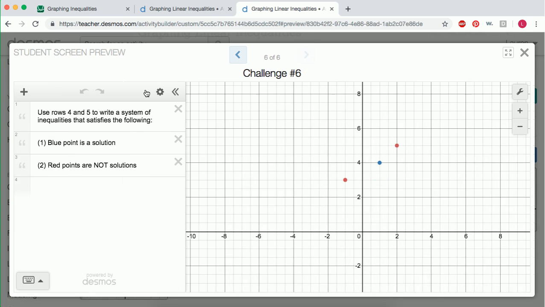Finally, for number 6, we want to write a system of inequalities that satisfies the following. The blue point is a solution, and the red points are not solutions. So this is a pretty small margin where we have to get the blue point in, and the red point's not. Well, I would do 2 parallel lines that are very close to each other. They include the blue point and not the red, going like this.